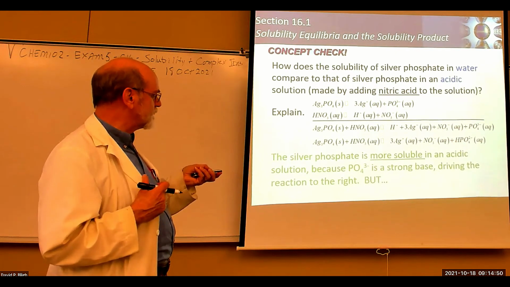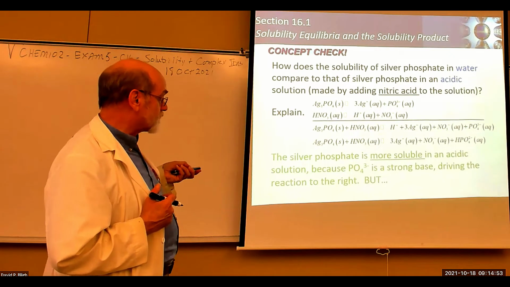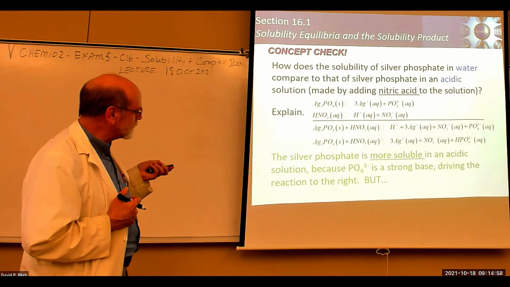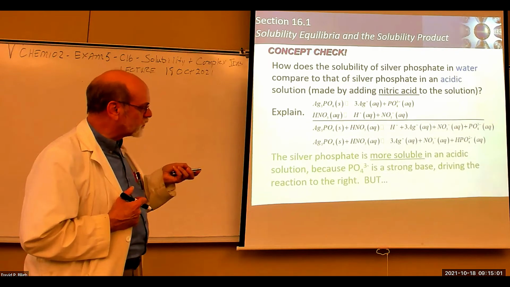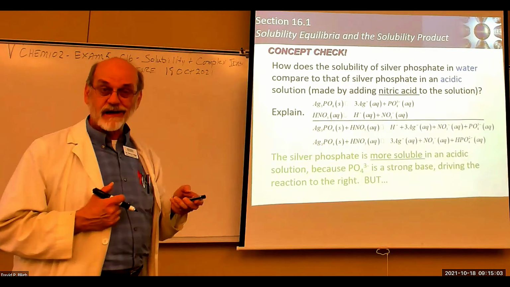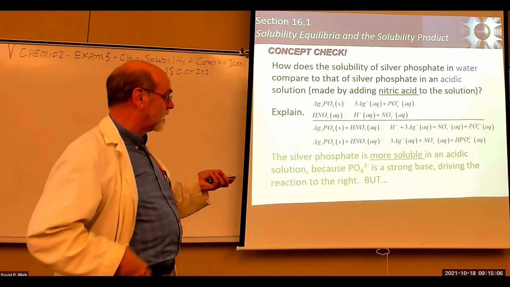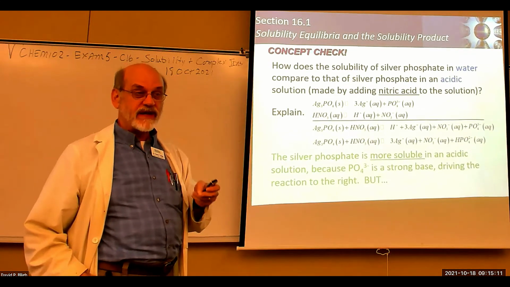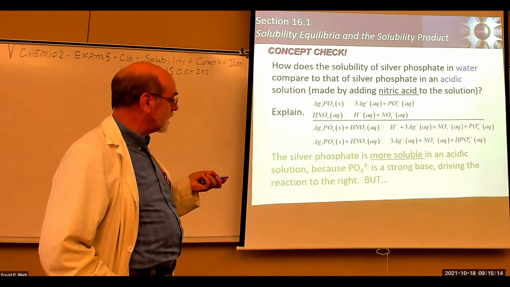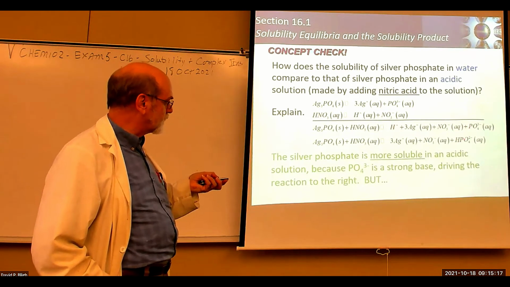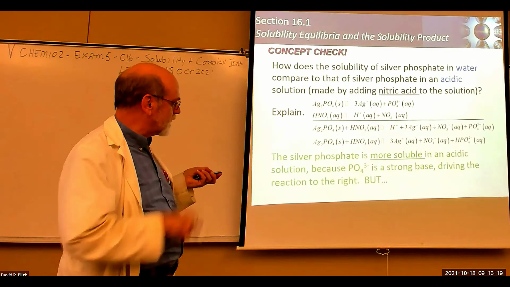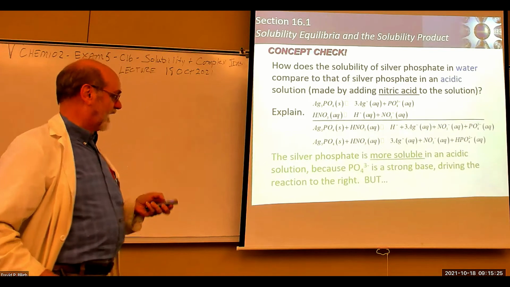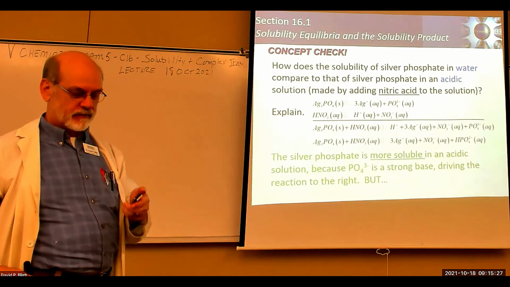right? Which drives the reaction this way. Right? It's increasing the solubility of silver phosphate because we're removing that ion. Right? So that ion is a strong base. Right? It comes from a weak acid, so it's a very strong base. And it removes this hydrogen and produces that one. So it drives the reaction this direction. Okay? And that makes silver phosphate more soluble.